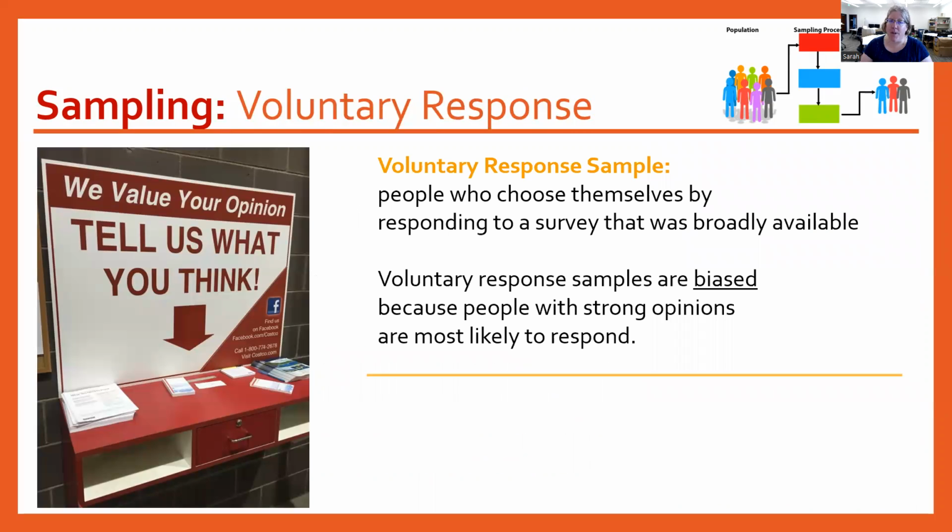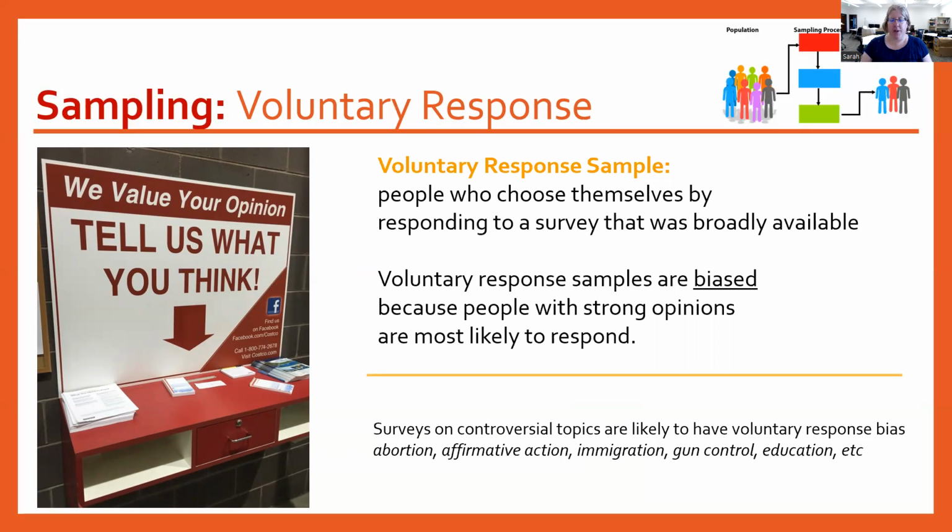This is one where you put a survey out there to everybody, and people choose themselves whether they want to do it. And these are going to be biased because typically the people that choose to respond are people that have really strong opinions, either for or against. Okay, so you're talking about topics like abortion, affirmative action, immigration, gun control, education, drunk driving, overdoses, right? Any of those things that people are going to have really polarized opinions about. That's mostly what you're going to get in your data.